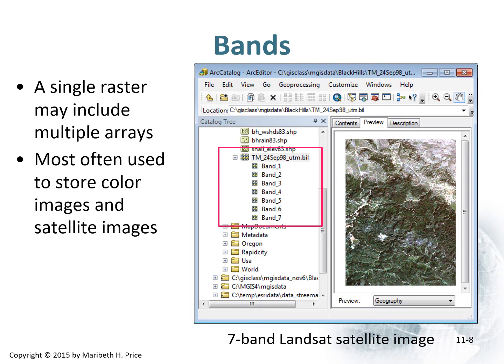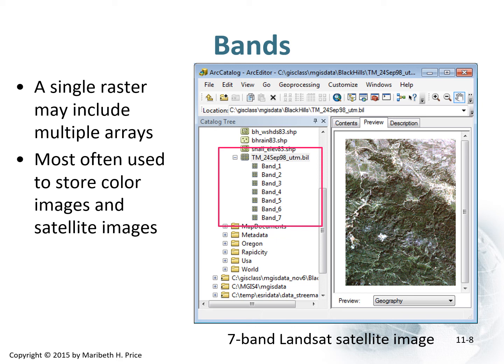I want to talk a little bit about bands. I'm a big proponent of 80s music. Hair bands are pretty popular, but that's not the kind of bands we're talking about here. What we're talking about is raster bands. Raster bands is a little bit tricky.